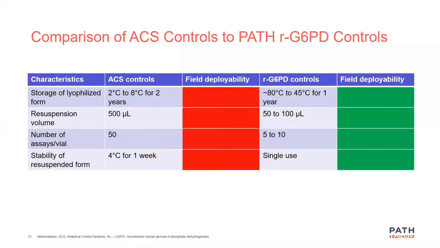So we have taken recombinant G6PD and lyophilized it, and you can see on the right there with the green that it is field deployable. We've looked at these controls for a year, and they're stable up to 45 degrees Celsius. They're single use. You can get 5 to 10 assays per vial, and the resuspension volume is a lot smaller, 50 to 100 microliters. So they're quite useful to be used in the field.